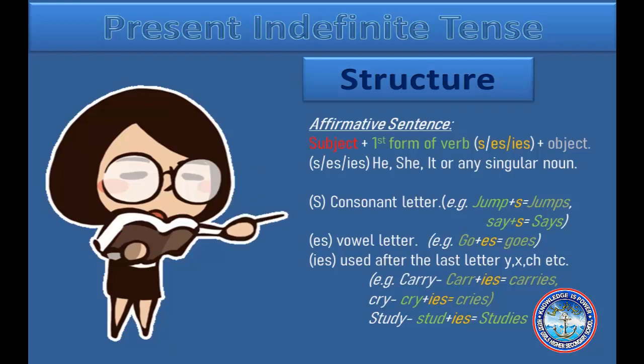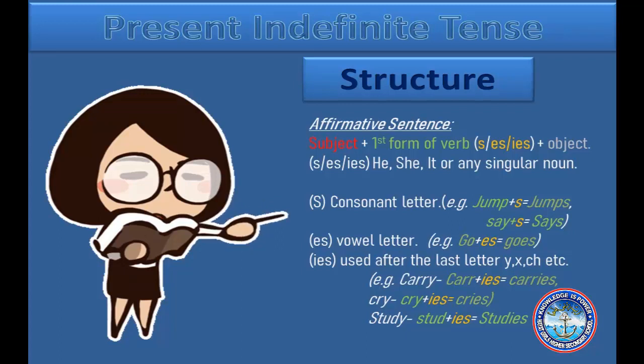So it becomes carries. Same with the other two words. Cry, C-R-Y. Y is a consonant letter and before that we have R. R is also a consonant letter. That is why we change Y into I plus ES, so it becomes cries. Third one is study, S-T-U-D-Y. Y is a consonant letter, before that we have D. D is also a consonant letter, that is why we change Y into I and add ES, so it becomes studies.